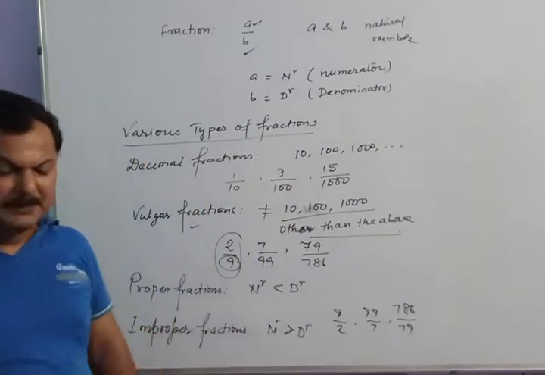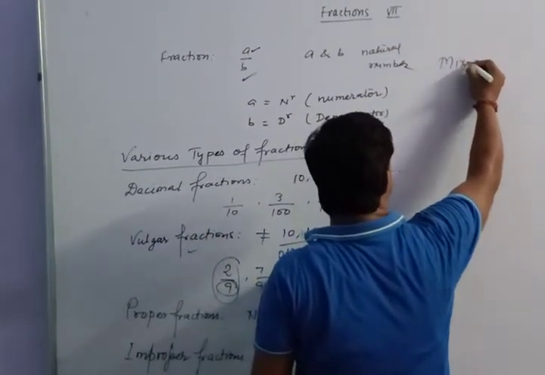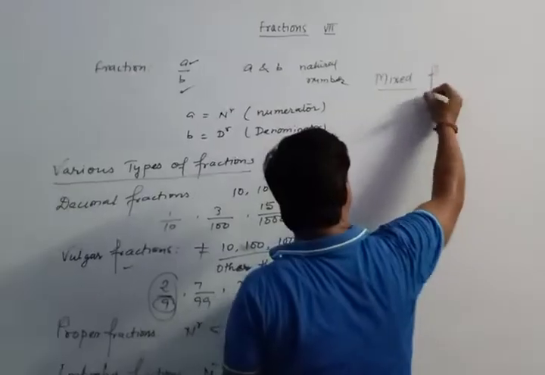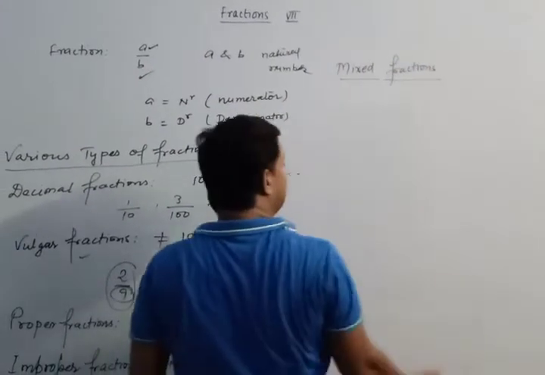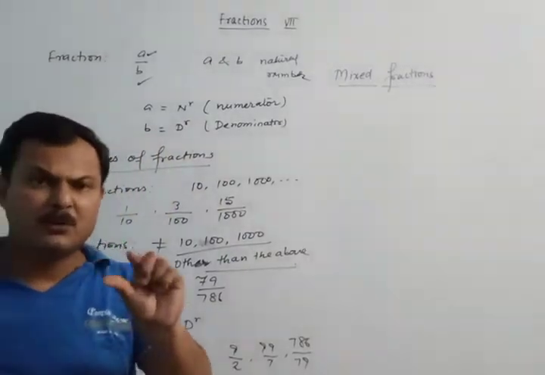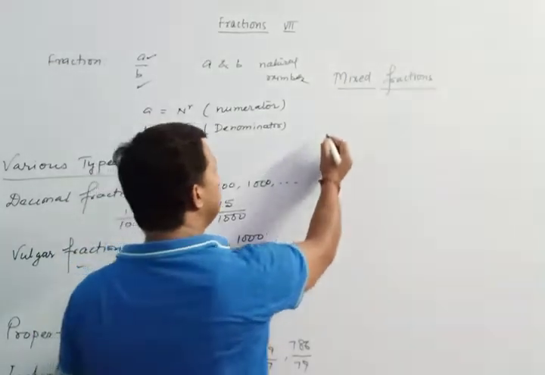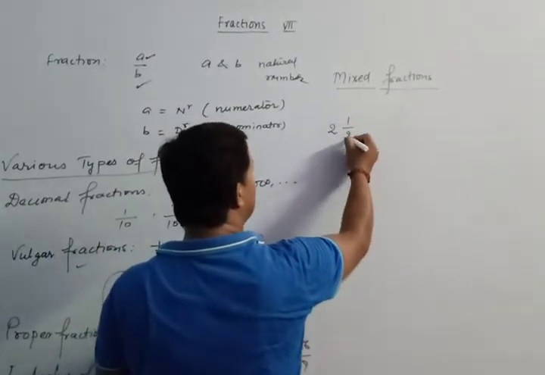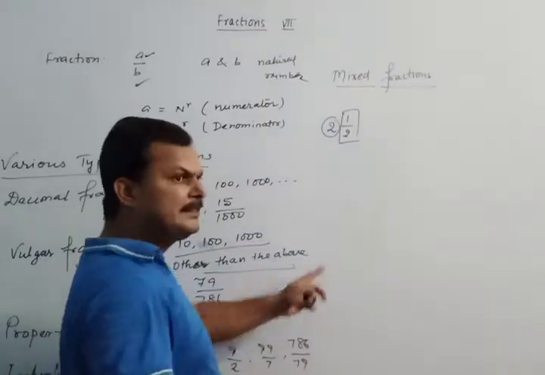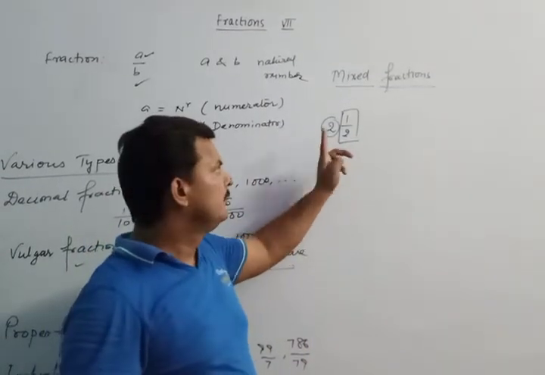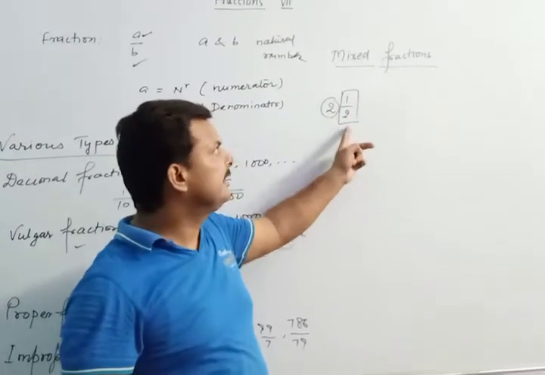Then after, mixed fraction. The fraction which is the combination of a whole number and a proper fraction is said to be mixed fraction. For example, if you are writing 2 and half, 2 is whole and half is proper. So that is the combination of a whole number and a proper fraction. So this combination is said to be mixed fraction.